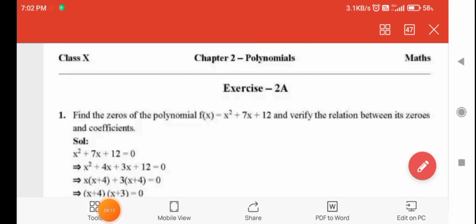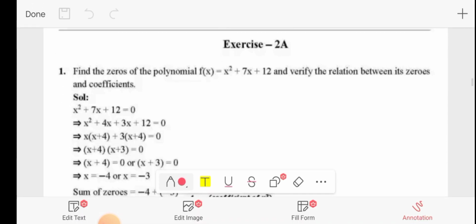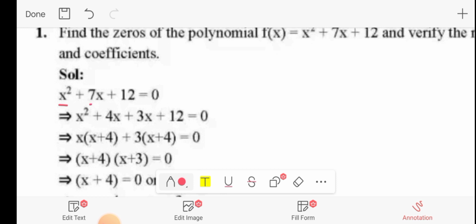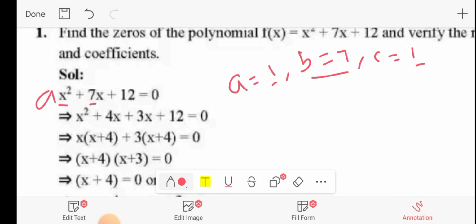Now one more question in which we will find zeros of the polynomial, as well as the relation between its zeros and coefficients. Here is our polynomial x square plus 7x plus 12. As we discussed in the previous sum, here a equals 1, b equals 7, c equals 12. Because before x square there is no number, so 1. Before x there is 7, and the lone number we call c. Clear?